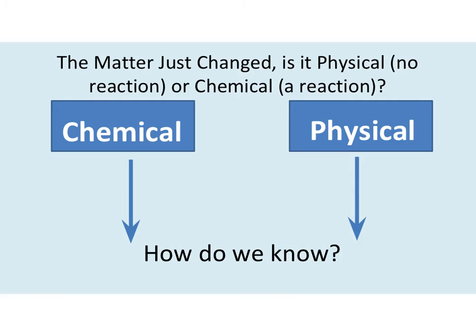Okay, so when matter has changed, when something happens and there's a change, we have to be able to know, well, was that change physical and no reaction actually happened? It was just a physical change. Or did we actually see a reaction? And now we have something brand new that we didn't have before, okay? Now, that's obviously a more interesting thing when we do a chemical reaction because you're producing something that you didn't have before. So it should be a little bit more interesting than physical where you're just changing the shape or the size of it.